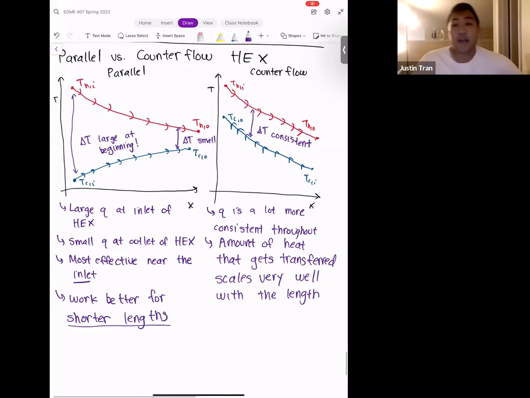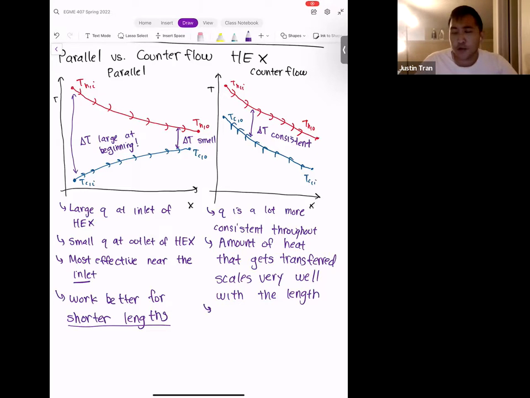If you're limited in space, let's say that you're designing an engine and you only have a certain amount of space where you could fit your heat exchanger, the parallel flow is going to be a better choice for you, because for that small amount of space that you have, you're going to get a lot more heat transfer than if you ran it in counterflow.